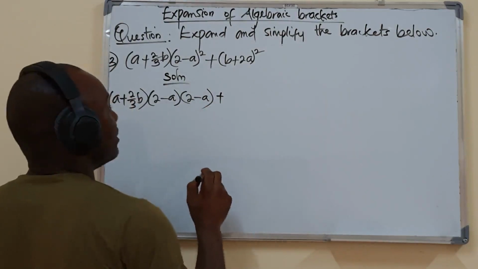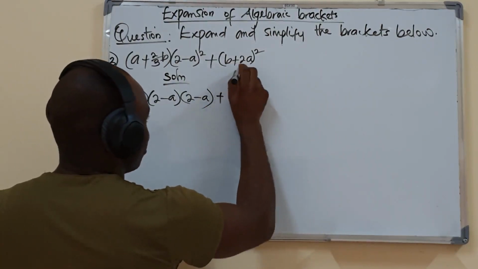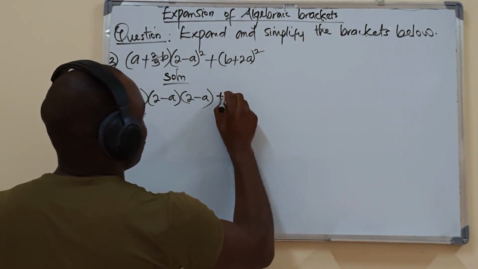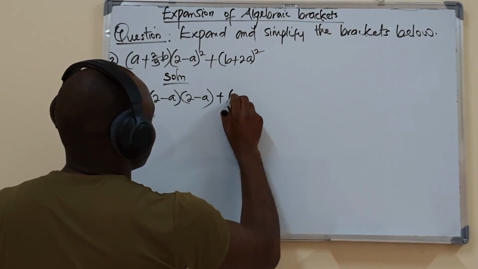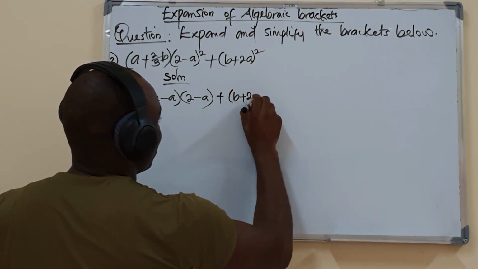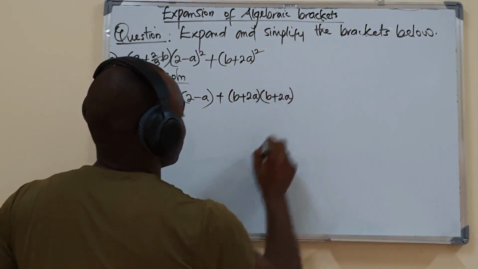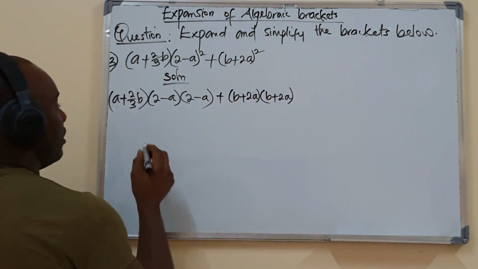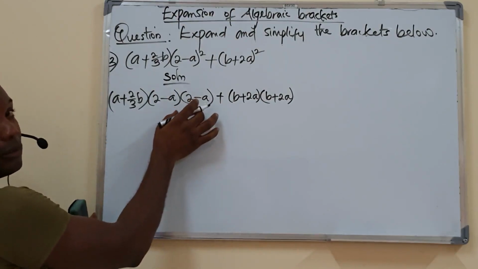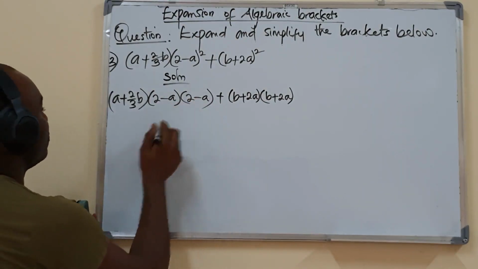That's what square means. For this case, on the right-hand side, b plus 2a in a bracket all squared is the same thing as b plus 2a multiplied by b plus 2a. So let's solve it out. First, I'm going to open up these brackets. Remember I said that earlier, to leave it in one place.